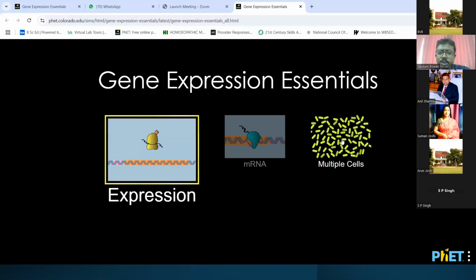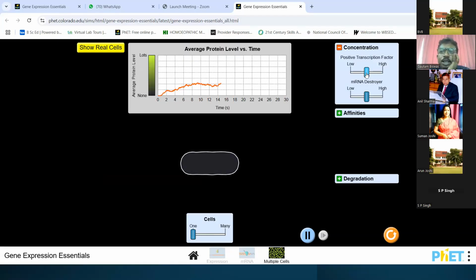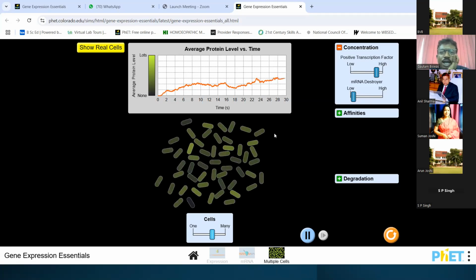Now here I would like to move to this part. Suppose this is a graph which you're seeing over here. My screen is visible, I think so. A graph is going up. Now, if I increase the concentration of the positive factors high, and make this mRNA destroyer factor low, what will happen to the graph? If I increase the cell from 1 to many, what will happen to the graph? And about the protein degradation, if it is slow, what will happen to the graph?